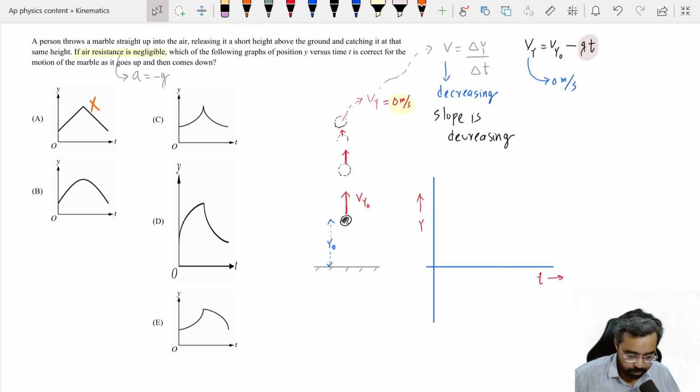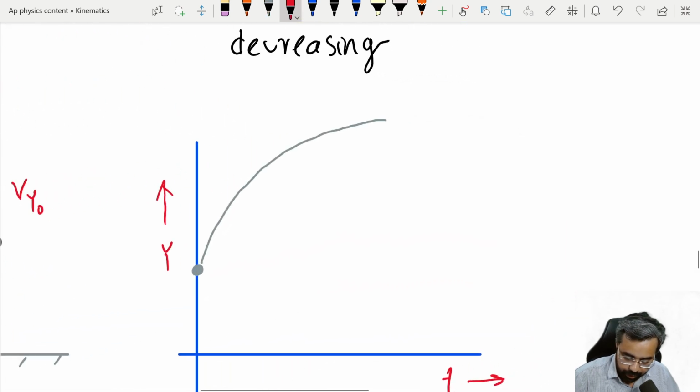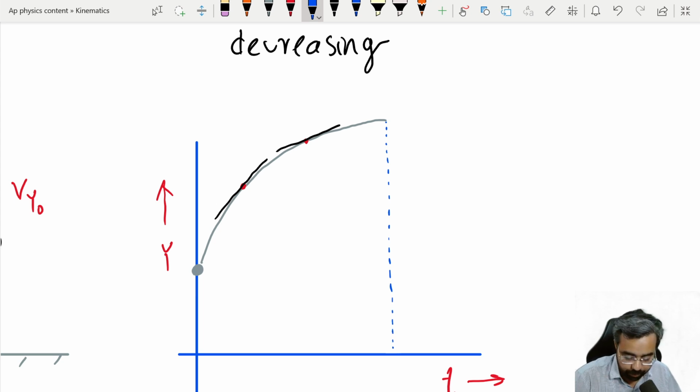Let's see which one is possible. We have seen that it already has some displacement which is not equal to 0. It means it will not start from the origin, and it will be a curved graph like this. Why? Because you can see in this graph, if I show you at just 1 or 2 points, that the slope of the graph is decreasing with the passage of time, because this tangent line is becoming less steep. So this is a point at which the velocity becomes 0, because this is a point when the ball reached maximum height.